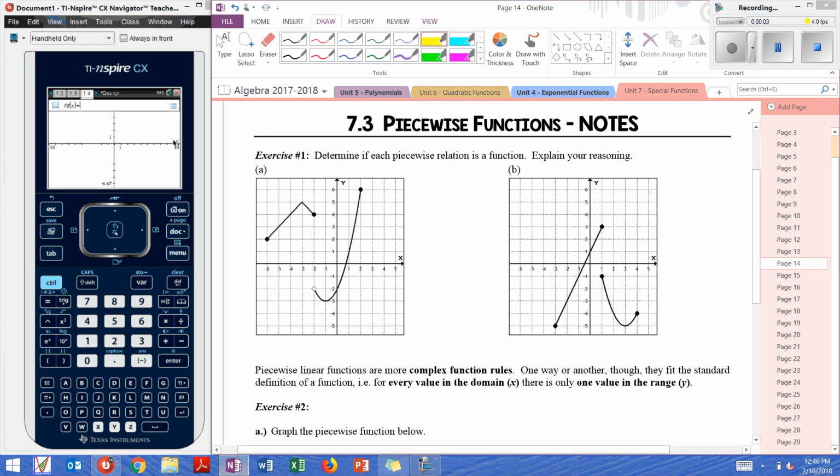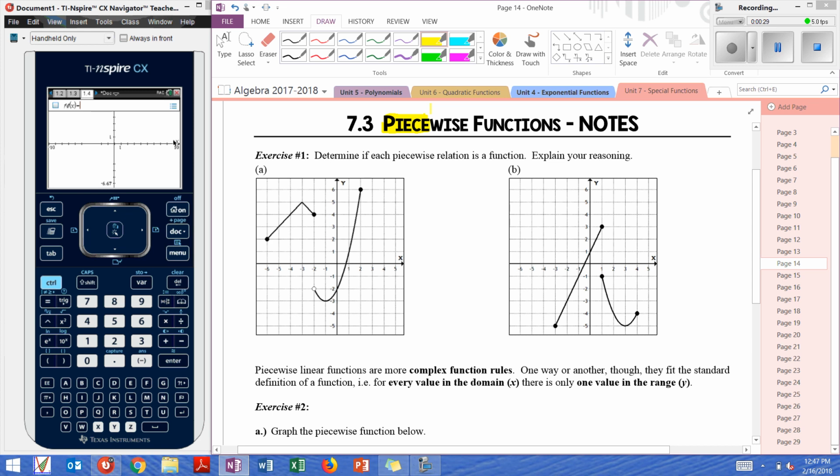You are watching the 7.3 lesson video on piecewise functions. So piecewise functions are very similar to the step functions that you looked at in 7.2, only now we are piecing together different functions. So we're going to take like a linear function and a quadratic and an absolute, and we're going to piece them together over certain domains, over certain x values.